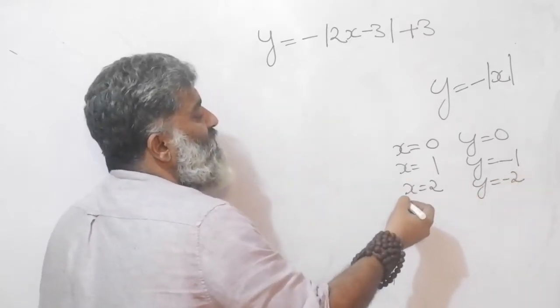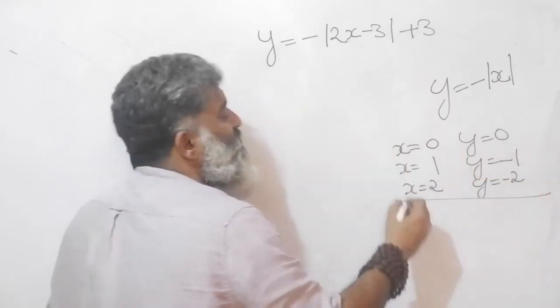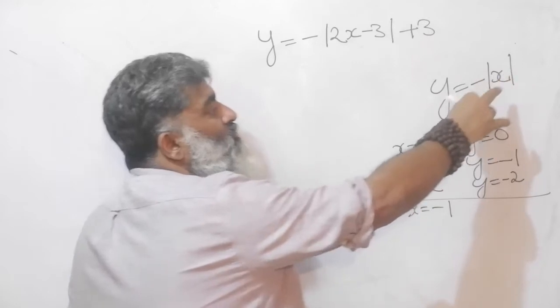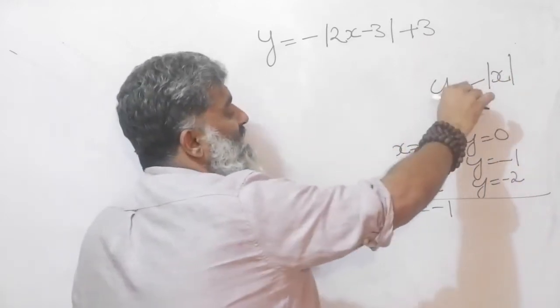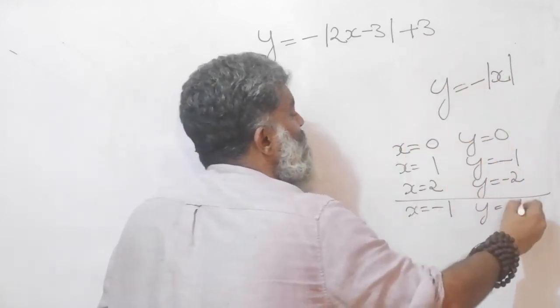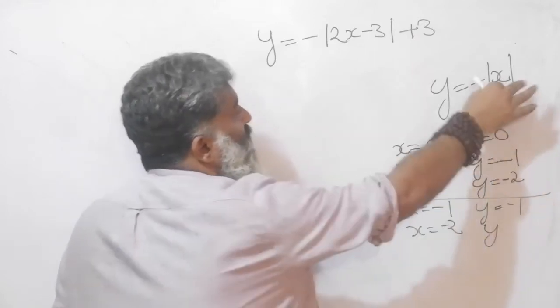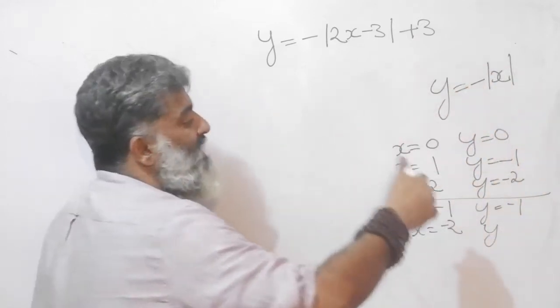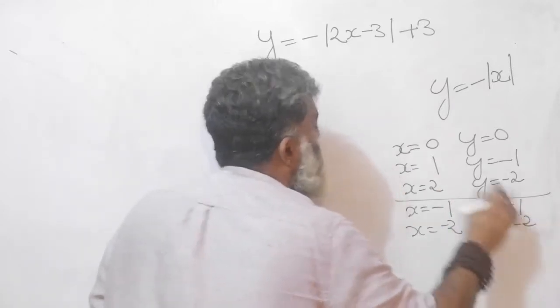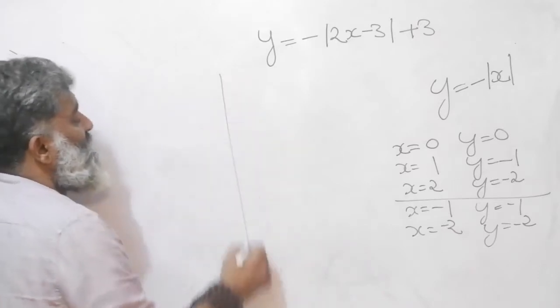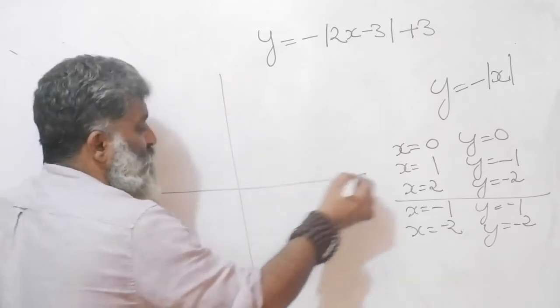Let me also think of the situation in the negative domain. When x is equal to minus 1, you put a minus 1 here, mod of that will give you a 1, and a minus of that will again give you a minus 1. If you put a minus 2, mod of that will give you a 2, but there is a minus outside, so you will get a minus 2. You can build that story and then plot it on the Cartesian coordinates, or your graph story, right?